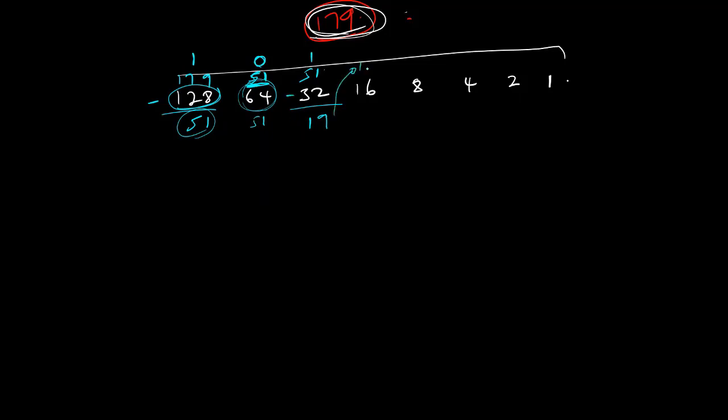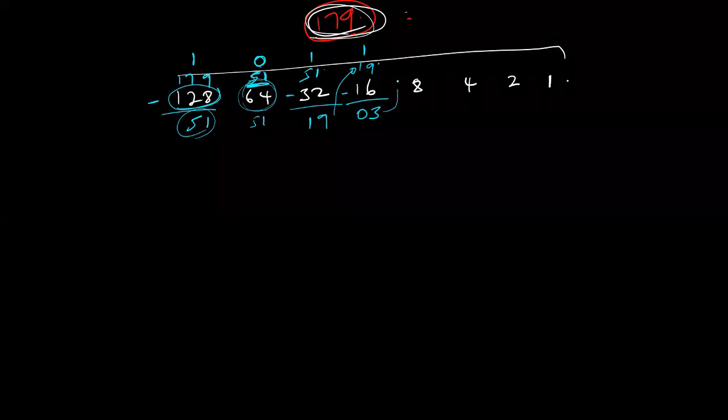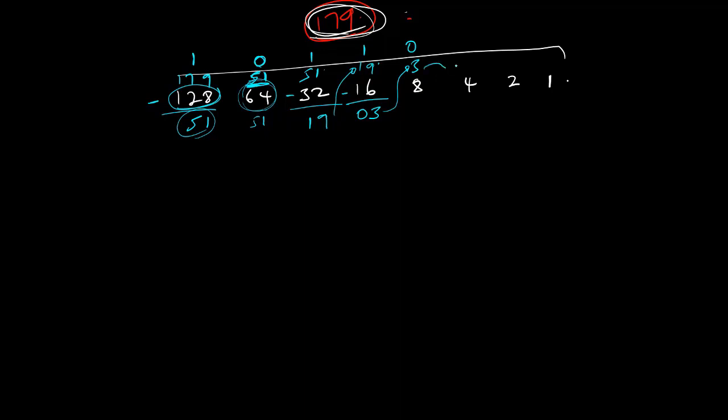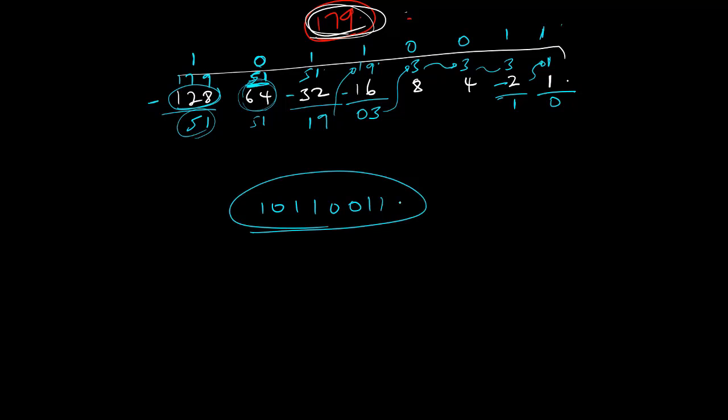If we move the 19 here, subtract. Yes, we get 0, 3. That gets a 1. Move the 0, 3 here. We can't subtract. That scores a 0. Move the 3 here. We can't subtract. That scores a 0. Move the 3 here. Oh, we can subtract and we get 1. That gets a 1. Move the 1 here. We can subtract and get 0. That gets a 1. So our answer becomes 1, 0, 1, 1, 0, 0, 1, 1. This is 179 in binary.